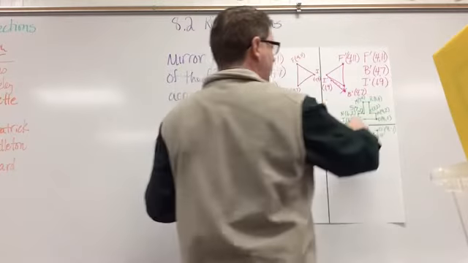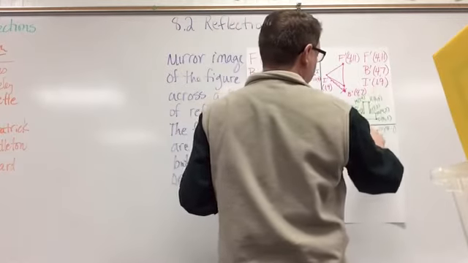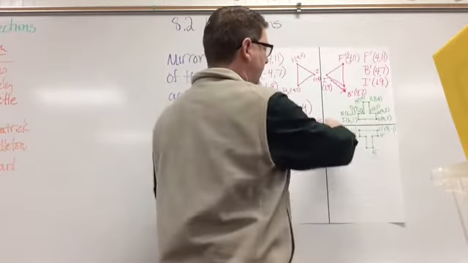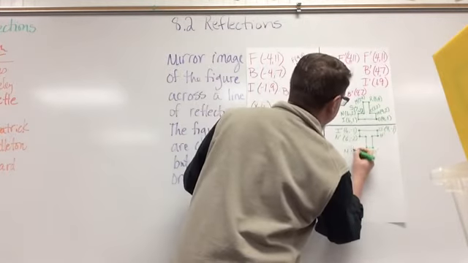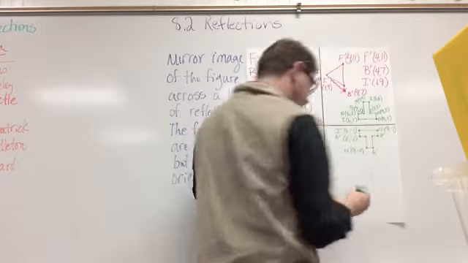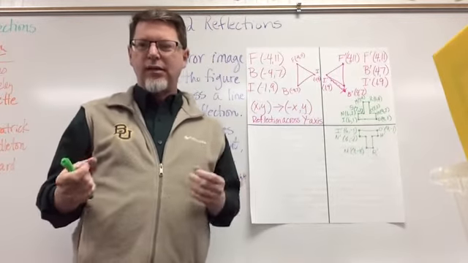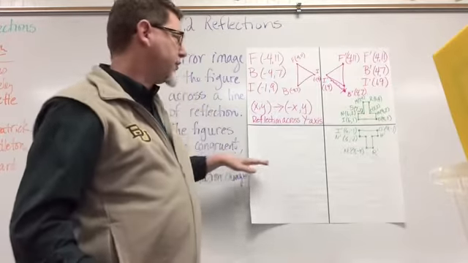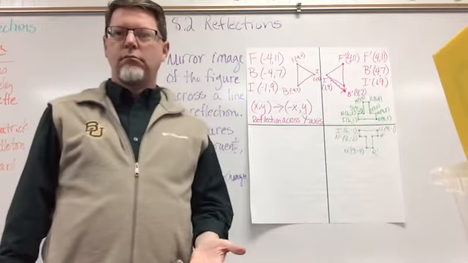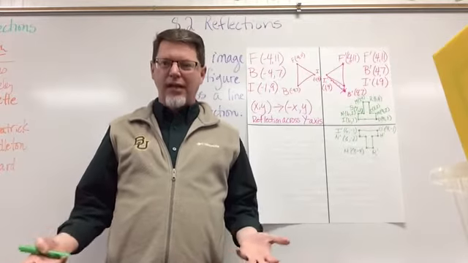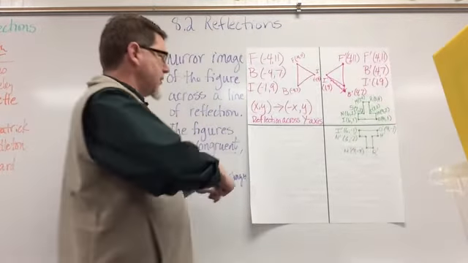M originally was 7, 4. M prime is 7, -4. So do you see what's going on now when I use the x-axis as my line of reflection? What changes? Yeah, the y value. The x value stays the same, the y value changes.